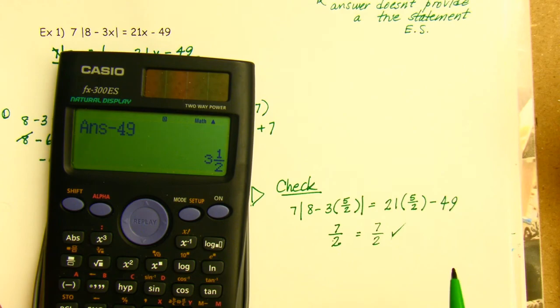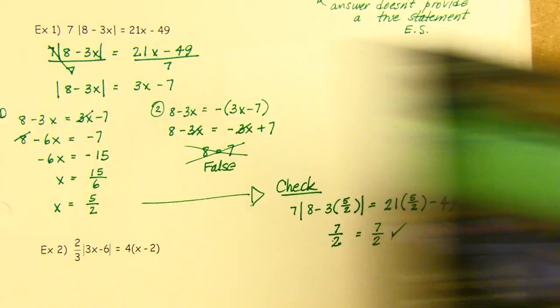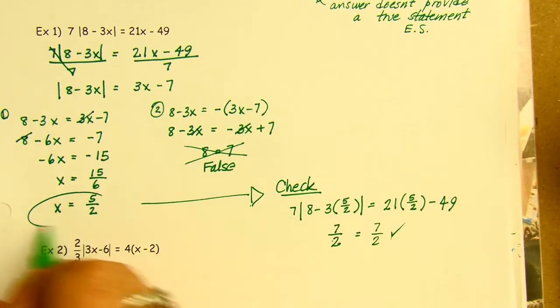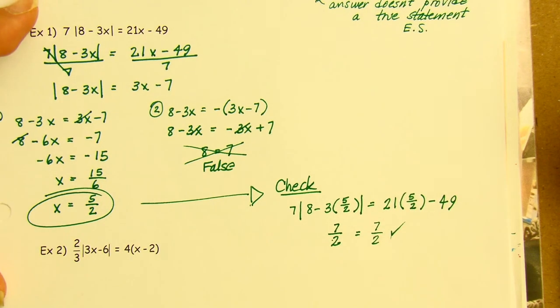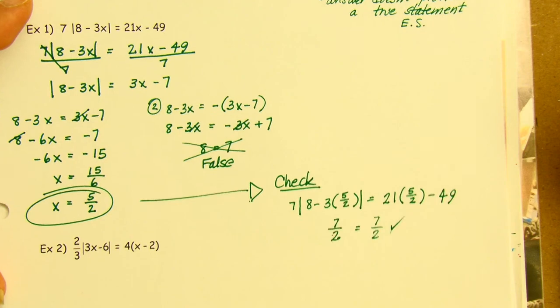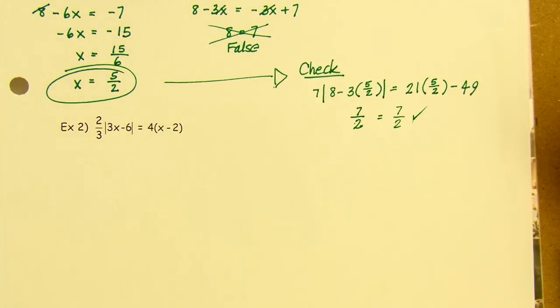So I can be sure now that my answer, x equals 5 halves, is a valid solution because I checked it. Next problem. Got a lot of stuff going on.